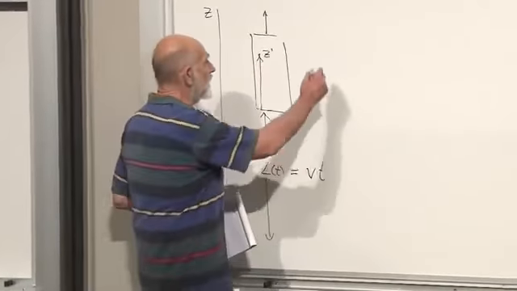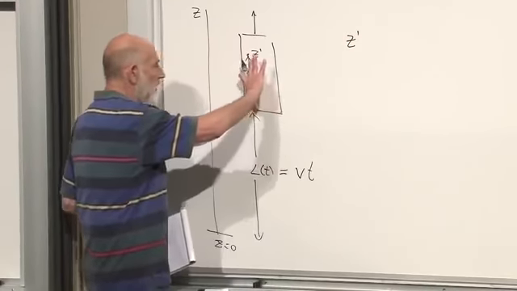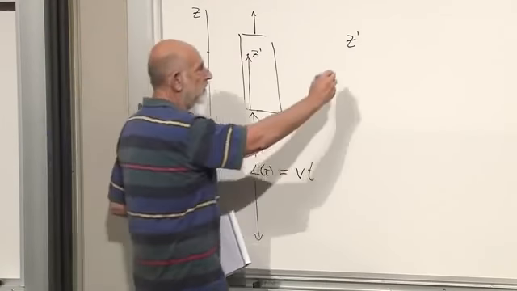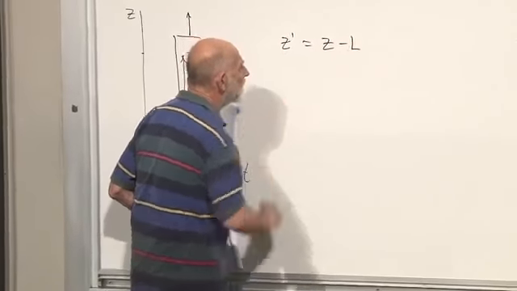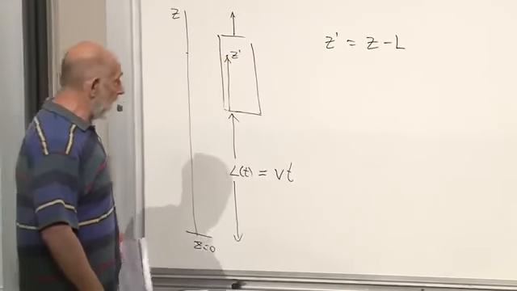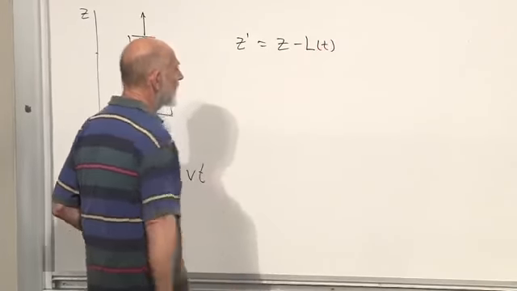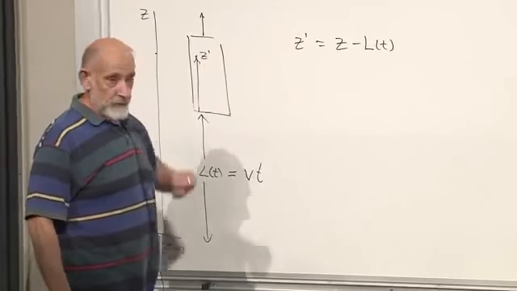And then we can write down what the connection between z prime and z is. z prime, this distance, is just z minus L. Now, L is a function of time. So it's z minus L of t. If we know what L of t is, this is a kind of coordinate transformation.